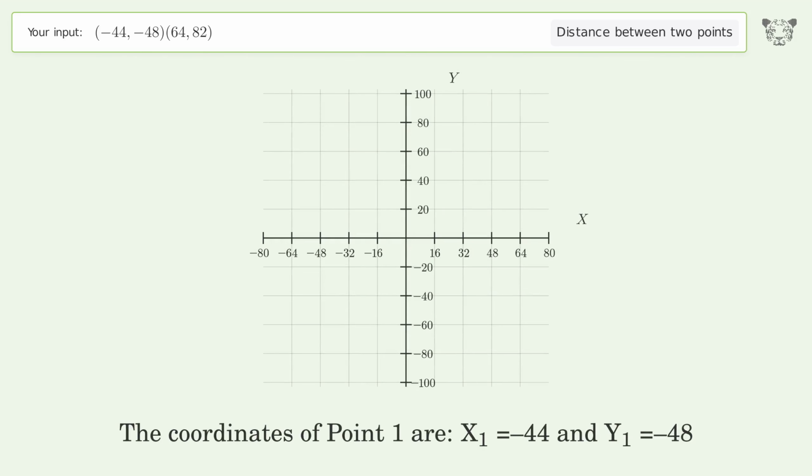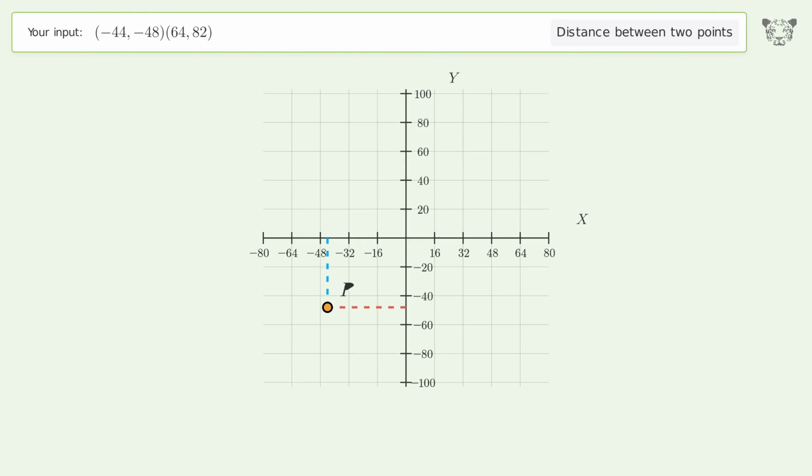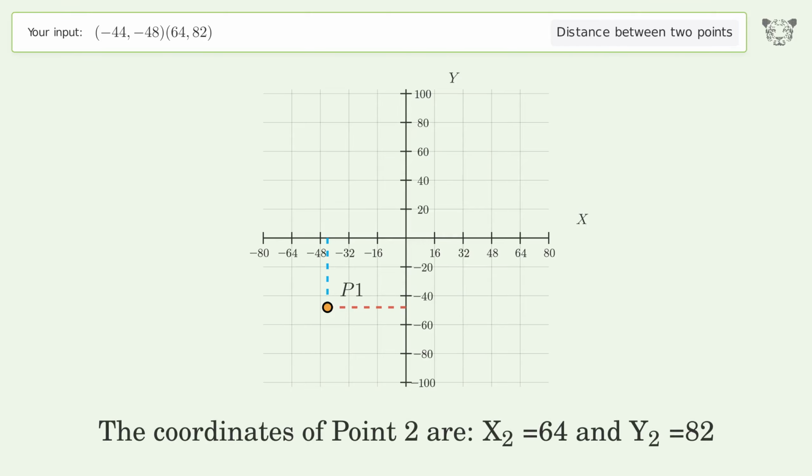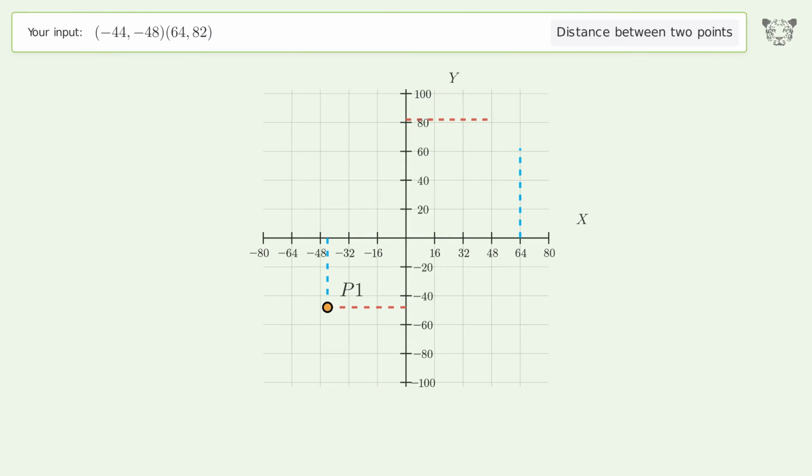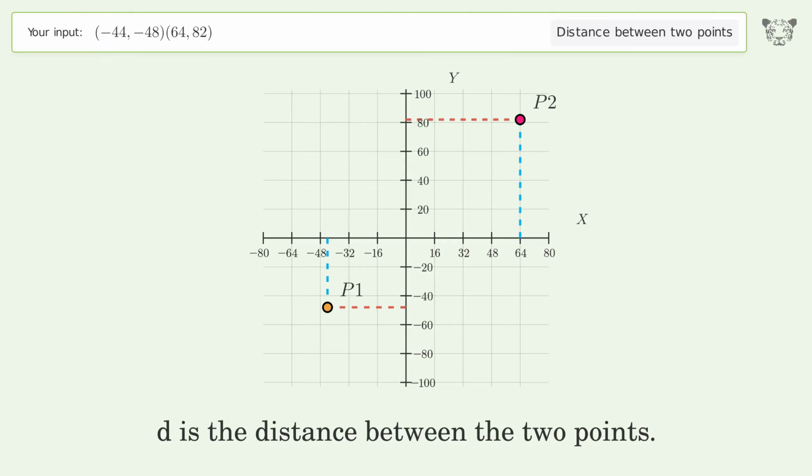The coordinates of point 1 are x1 equals -44 and y1 equals -48. The coordinates of point 2 are x2 equals 64 and y2 equals 82. D is the distance between the 2 points.